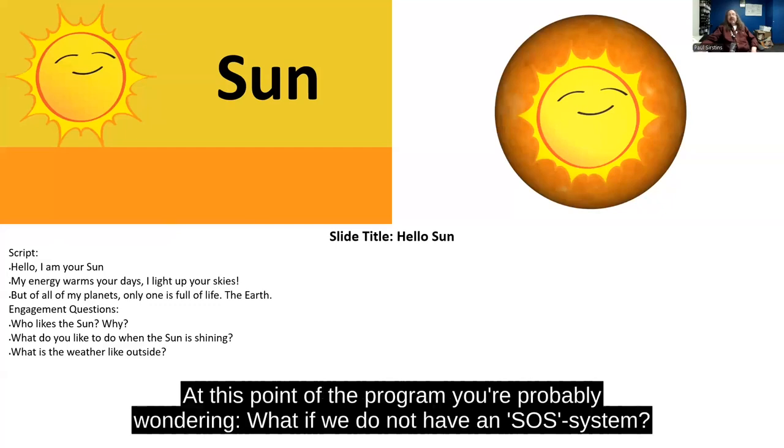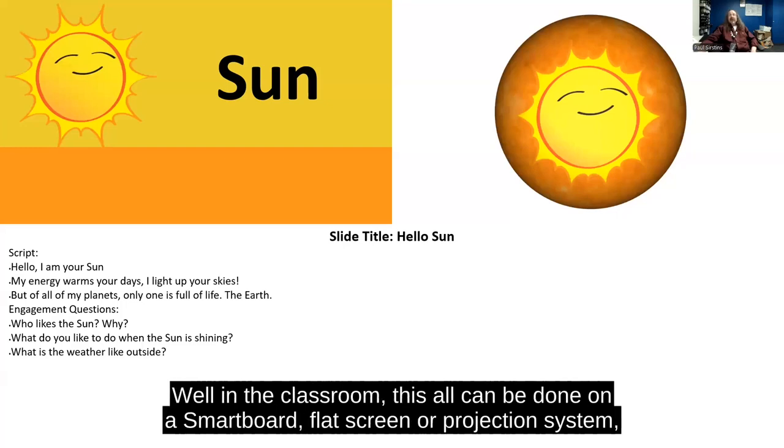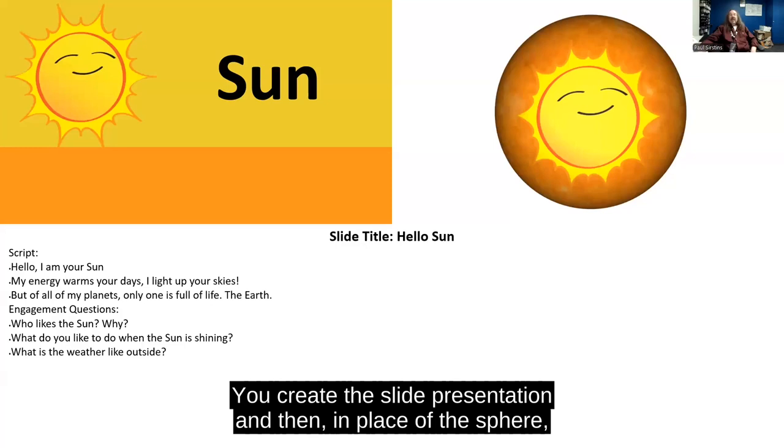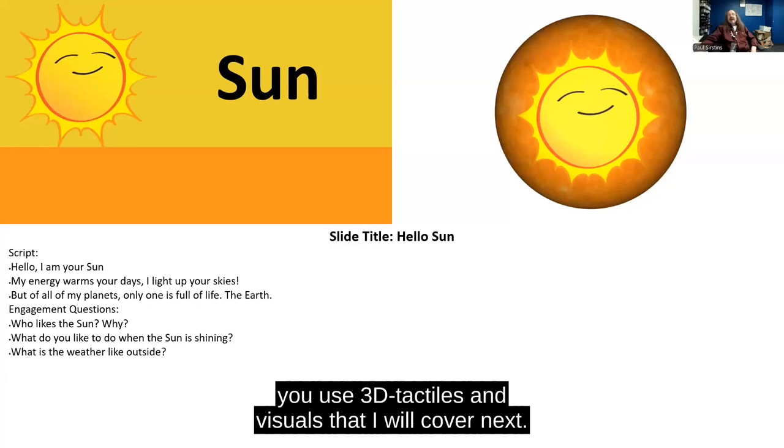At this point of the program, you're probably wondering, what if we do not have an SOS system? Well, in the classroom, this all can be done on a smartboard, flat screen, or projection system, which allows you to have your own personal picture book for a big group. You create the slide presentation, and then in place of the sphere, you use 3D tactiles and visuals that I will cover next.